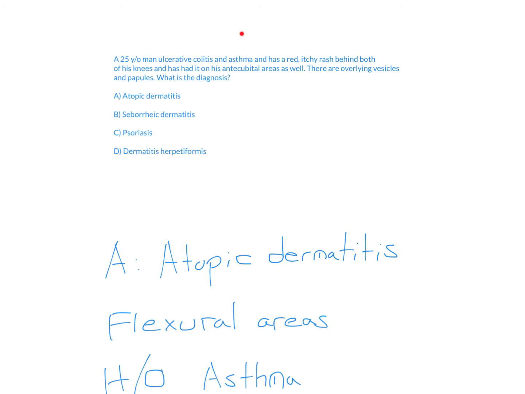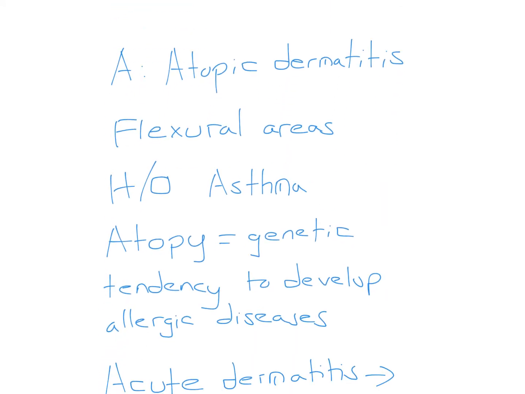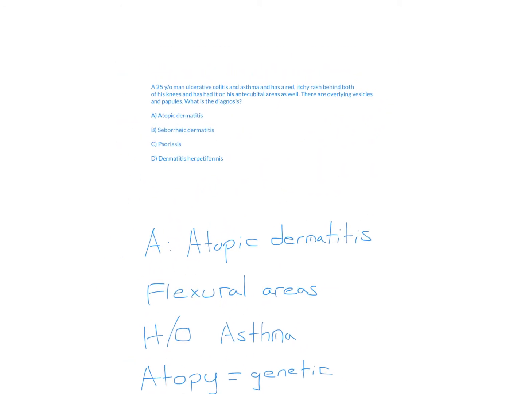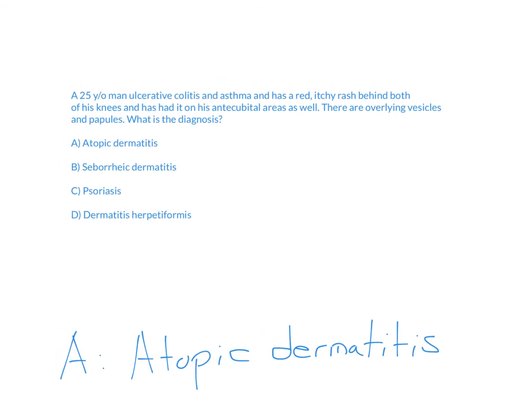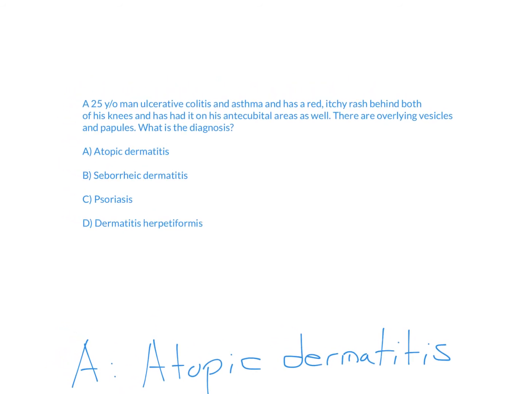Another clue that points you towards this answer is the history of asthma. Anytime they give you a history of asthma, they're trying to lead you to atopic dermatitis. To define what atopy is, it's a genetic tendency to develop allergic diseases. This is why this question is atopic dermatitis, because they give you that history and then the classic location of the rash. So it's not just important to recognize what the rash looks like, but also the distribution of the rash.